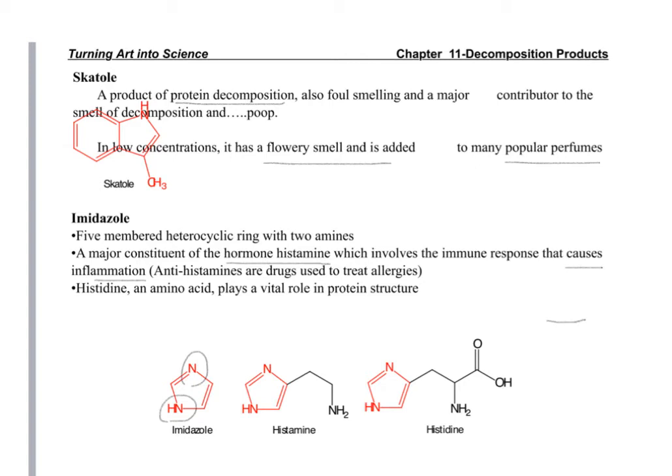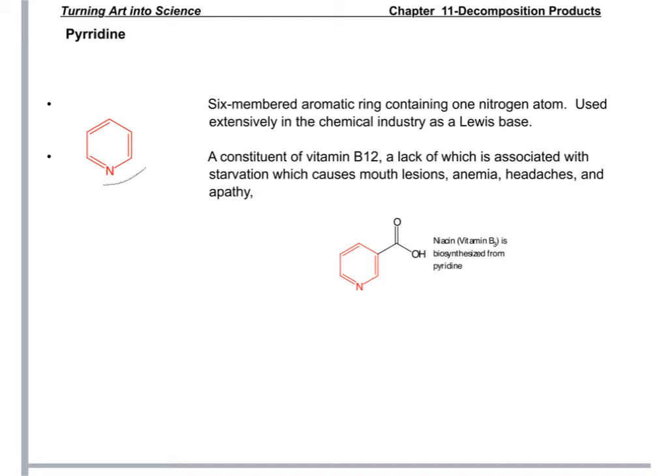Pyridine is also in a ring, and this time we've got a six-membered ring, and the nitrogen is involved in part of that ring. So it is a constituent of B12, and so if you don't get enough B12, then you can have starvation, mouth lesions, anemia, headaches, and apathy.